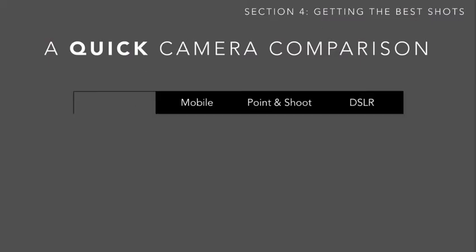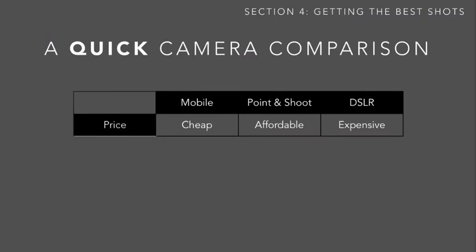So let's do a quick comparison, just in a nutshell, to compare what the differences are between these cameras in a quick chart. Now, first on the price level, mobile cameras are very cheap. You probably already have one in your pocket. They're not necessarily cheap because the phones cost several $100s, but they pretty much come along with the value of the phone, so we'll call them cheap.